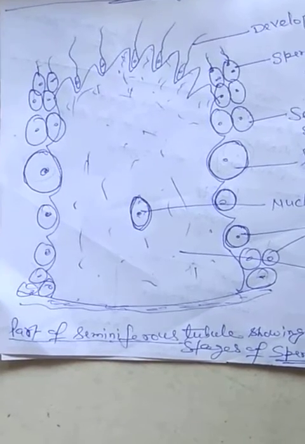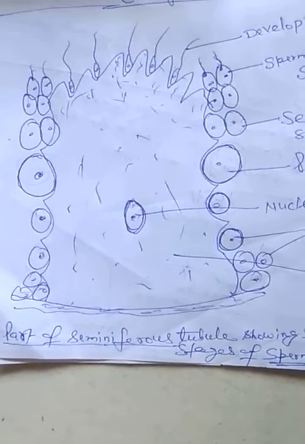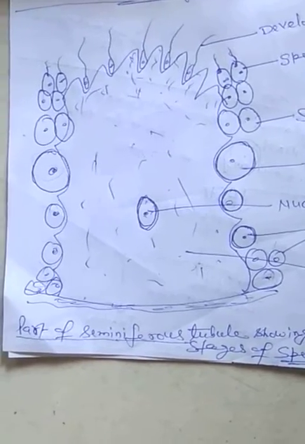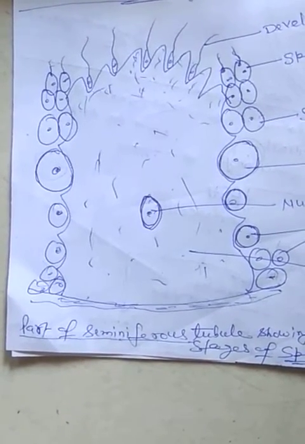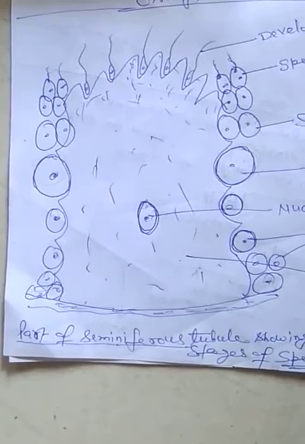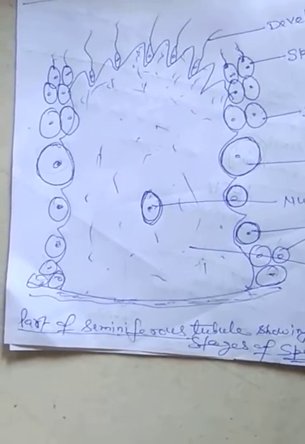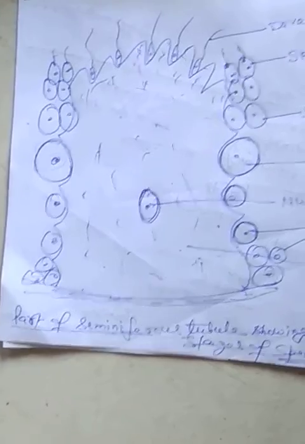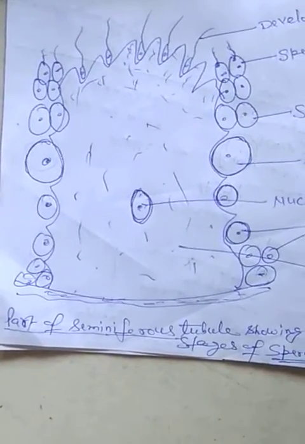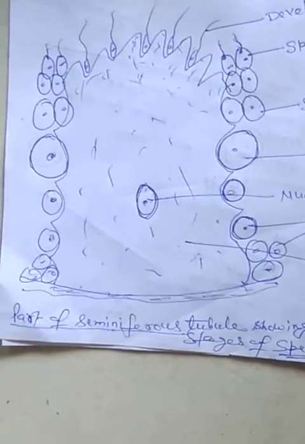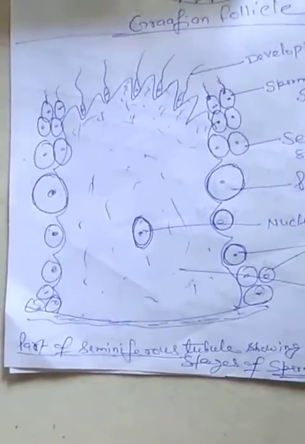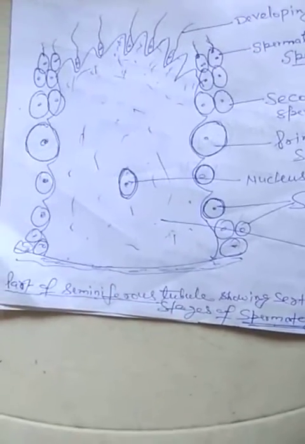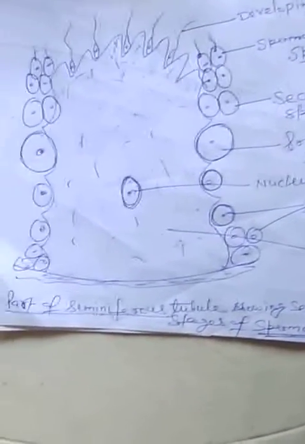That's why the LH of the anterior pituitary is also called interstitial cell stimulating hormone, because the luteinizing hormone produced from the pituitary gland stimulates the interstitial cells or Leydig cells to produce testosterone. Testosterone also helps stimulate spermatogenesis. Testosterone is also responsible for the development of secondary sex organs and the secondary sexual characters in the male.